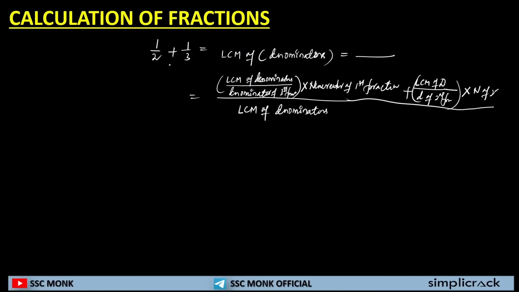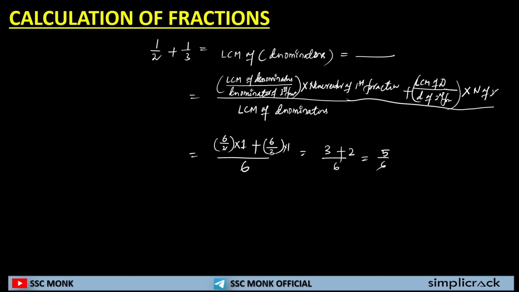Now in this case 2 and 3, LCM is equal to 6. Now what will I do? 6 divided by 2 multiply by 1 plus 6 divided by 3 multiply by 1. So how much will I get? 6 by 2 into 1: 2 3 is 6, 3 into 1 is equal to 3, plus 6 divided by 3, 6 3 is 2, so 2 into 1 is equal to 2, divided by 6. The answer is 3 plus 2, 5 by 6.